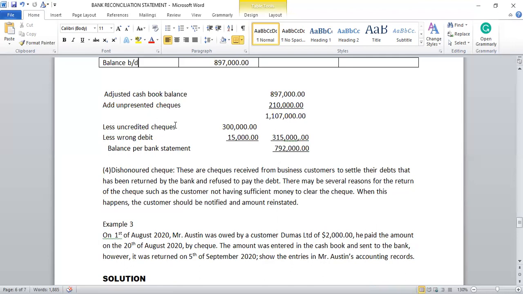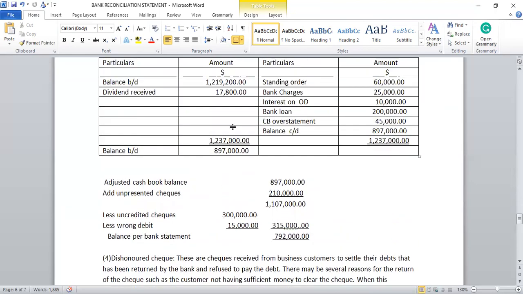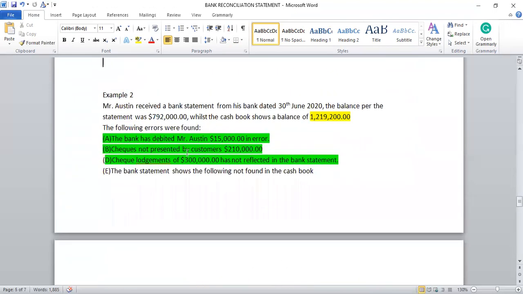Now we have to deduct all uncredited checks. The first one is for $300,000. Let us check to make sure it's correct. So when we come here, that's it. The check deposit of $300,000 has not been reflected in the bank statement. We have already debited our cash, but it has not been credited in the bank statement, so we have to deduct it.